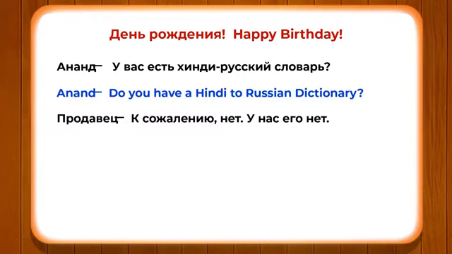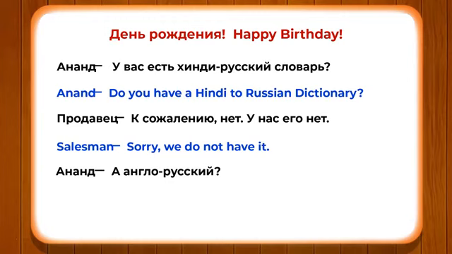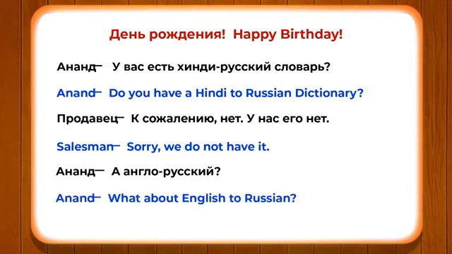Продавец. К сожалению, нет. У нас его нет. The salesman says sorry, he doesn't have one. Anand. А англо-русский? What about English to Russian? Do you have it? Anand wants to know. Продавец. Да, есть. The salesman says yes, it is there.